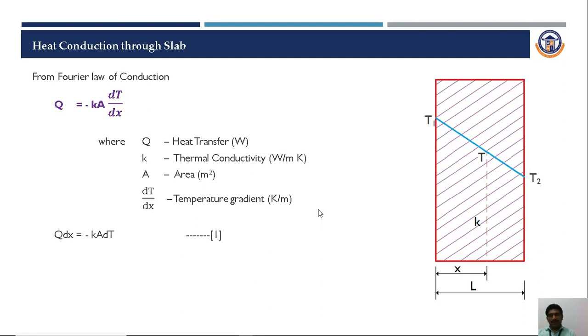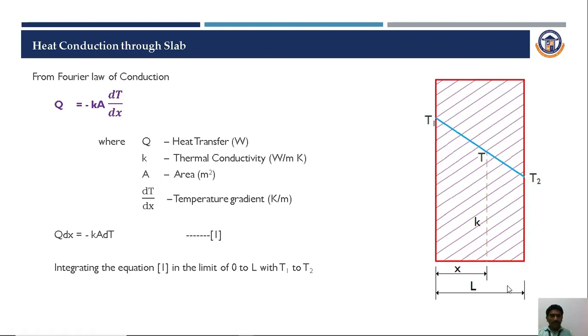Then we can derive the heat transfer relation. Simply rearranging the terms, multiplying dx on the left-hand side, we get q dx equal to minus kA dT. To derive the heat transfer relation we use the known limits. For this simple slab of thickness L, the limits for thickness are 0 and L, and the limits for temperature are T1 and T2. Using these limits we can calculate the heat transfer rate for this slab.